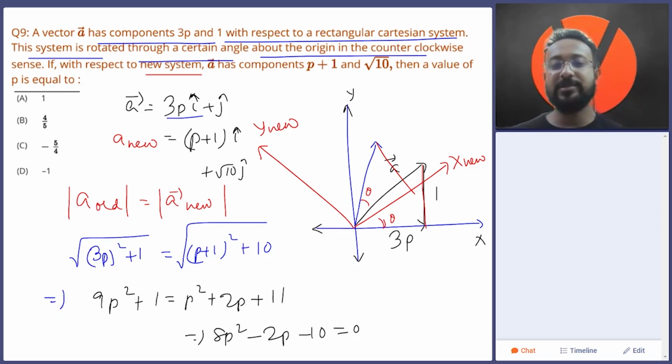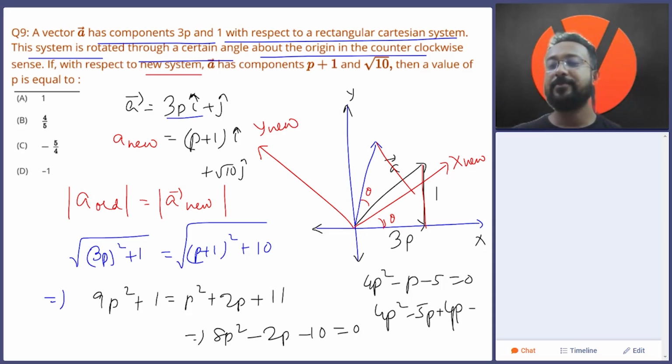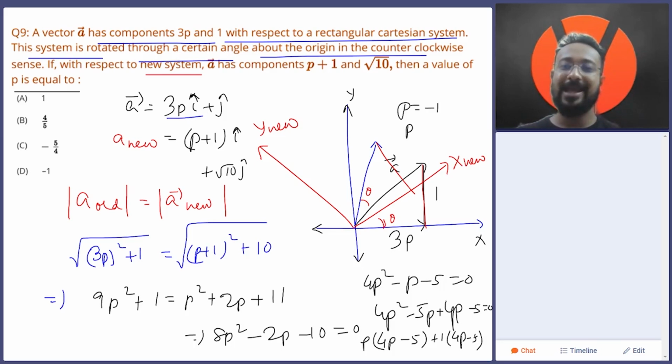8p square minus 2p minus 10, yes. So if we take something common, we get 4p square minus p minus 5 equal to 0. So very simple, 4p square minus 5p plus 4p minus 5 equal to 0. So (4p minus 5) will come if I take p common, correct? Plus 1 into (4p minus 5). So I think from here you're getting p as minus 1 and you're getting p as 5 by 4.